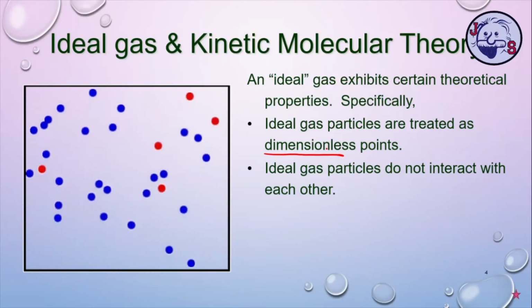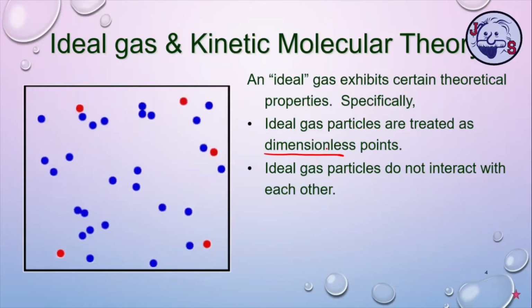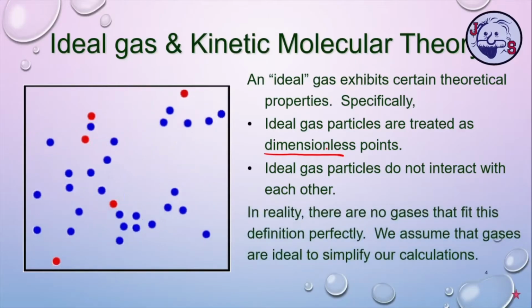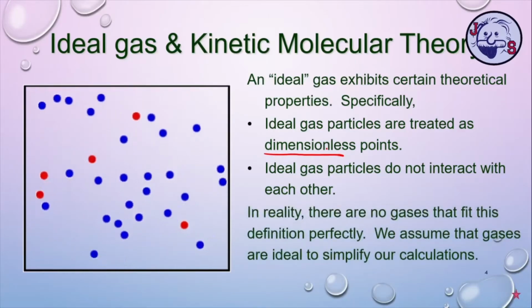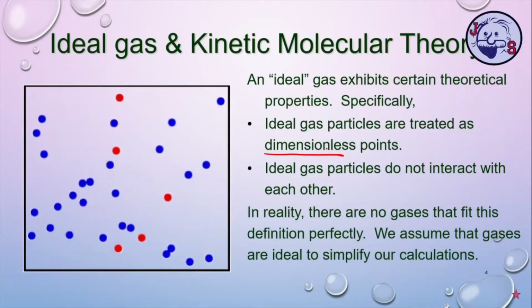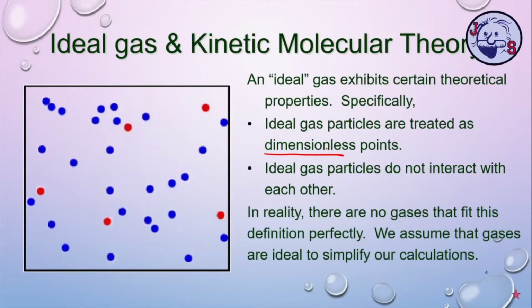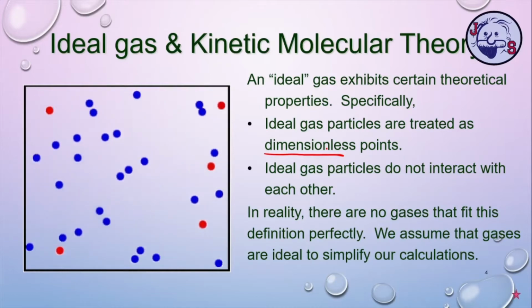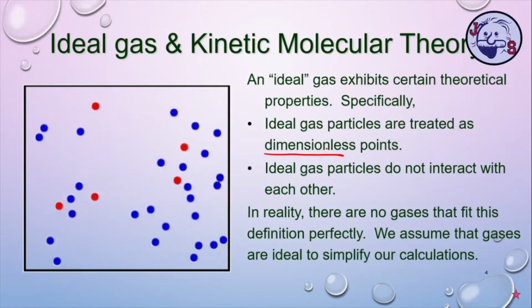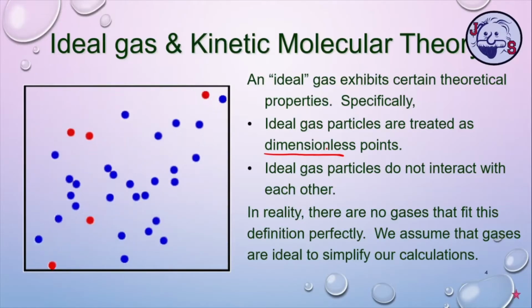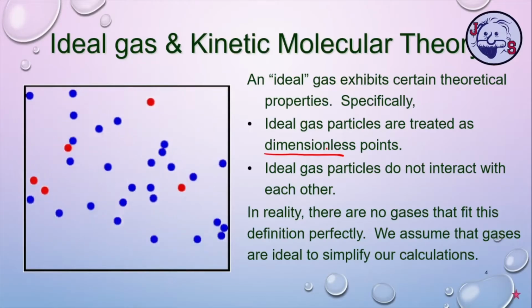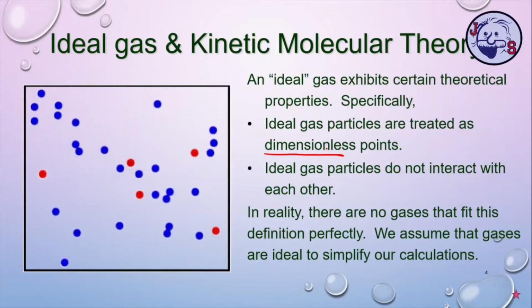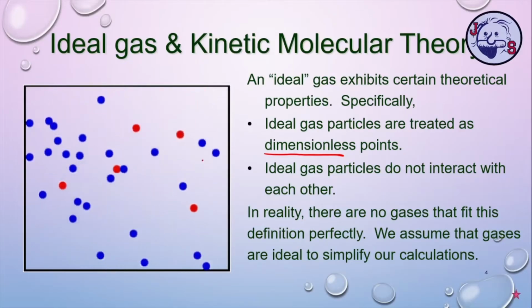For now, the reason why gases behave ideally is because of these two properties. In reality, there are no gases that fit this definition perfectly. As I said earlier, the word ideal is one conception of perfection, but in reality, gases are not perfect. Why do we need to assume? It's because we need to simplify our calculations.